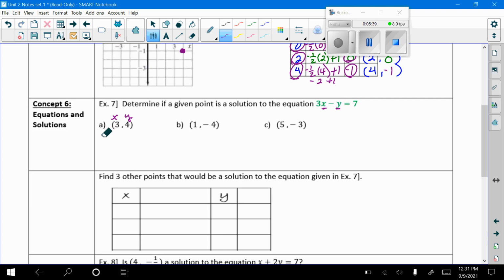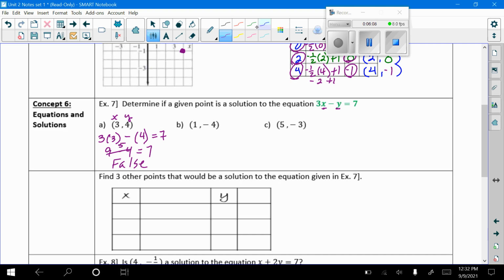So I said 3 times my x value, the x value of 3, minus the y value of 4 equals 7. Well, this would give me 9 minus 4 equals 7. That's false, because that would be 5.